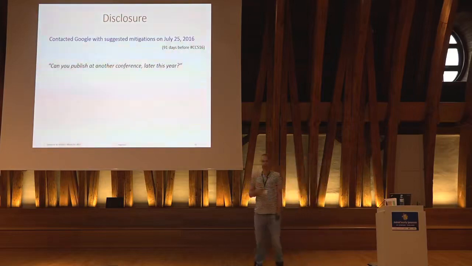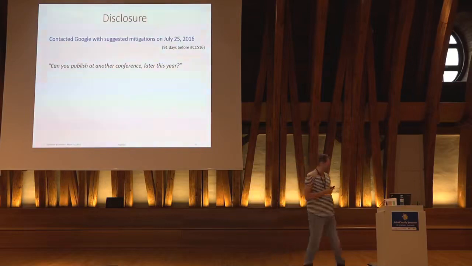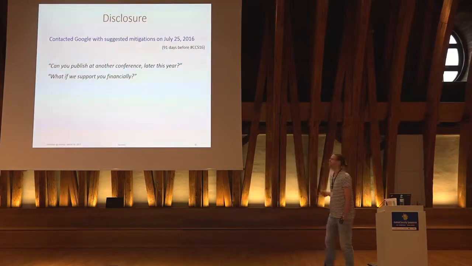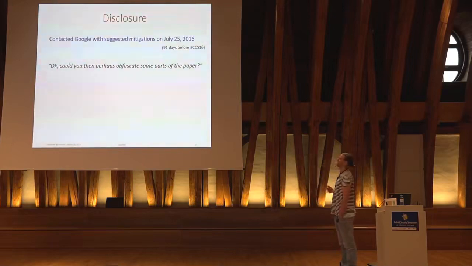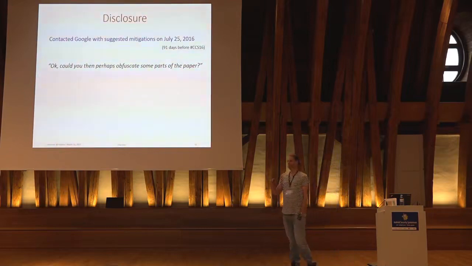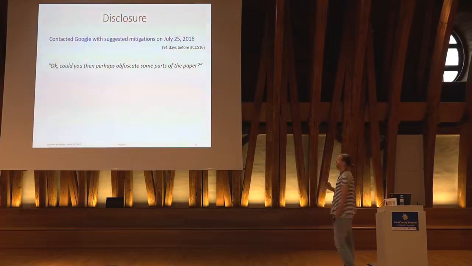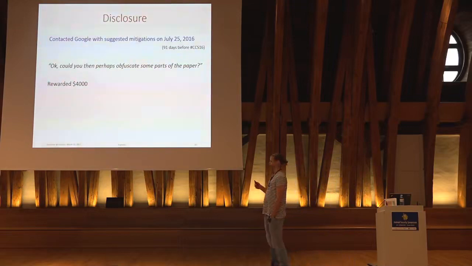And then at some point we had a video call with them, and pretty soon in the video call they said, can you maybe publish at another venue later this year? So we said no, and then they asked, what if we support you financially, give you some money to delay publication? Again we said no. And then they asked, can you maybe change some part of the paper to make it harder for other people to reproduce your techniques? So, obfuscate the paper. And again, we said no. But ultimately, we were rewarded $4,000.